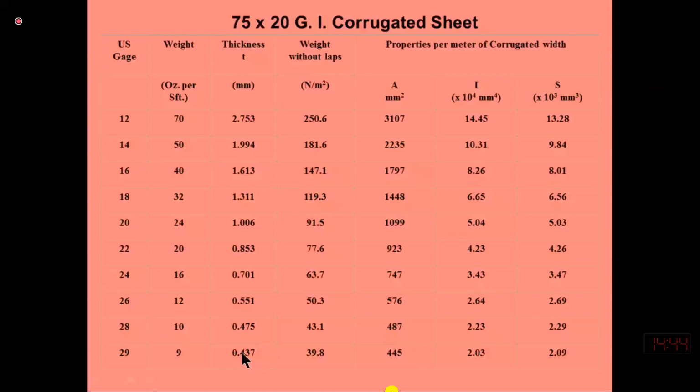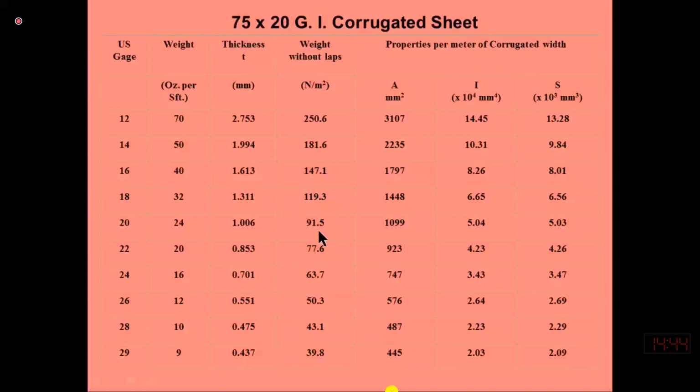For example, the thickness of a gauge 16 sheet is 1.6133. If we have a gauge 20 sheet, gauge 20 means that we will have a GI 75 into 20 sheet whose thickness will be 1.006 millimeter, and the weight of this sheet is also provided here. This sheet will have a weight of 91.5 Newton per meter square.